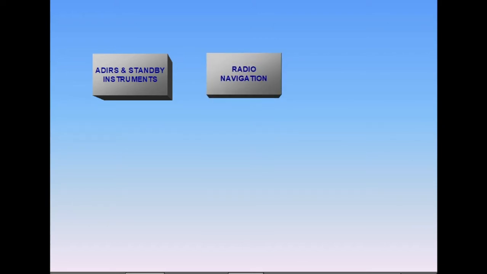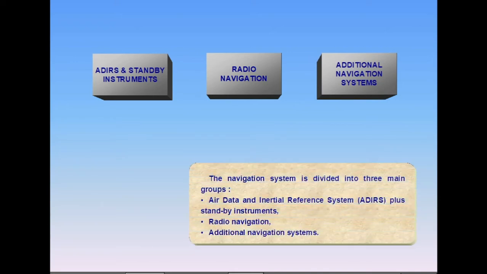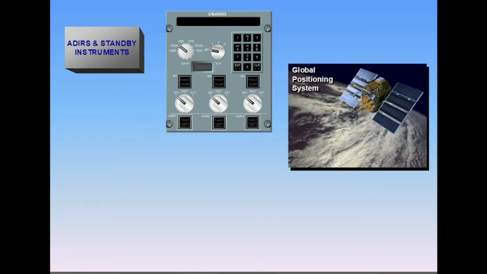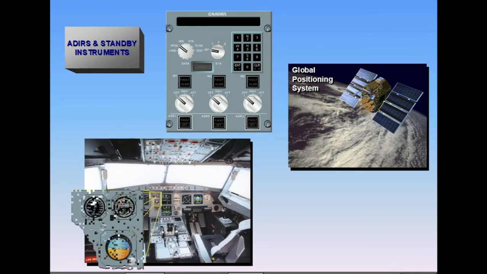The navigation system is divided into three main groups: Air Data and Inertial Reference System, ADIRS, plus standby instruments, radio navigation, additional navigation systems. There are several subsystems within each group. The first group includes Air Data Inertial Reference Units, ADIRS, Global Positioning System, GPS, standby instruments.